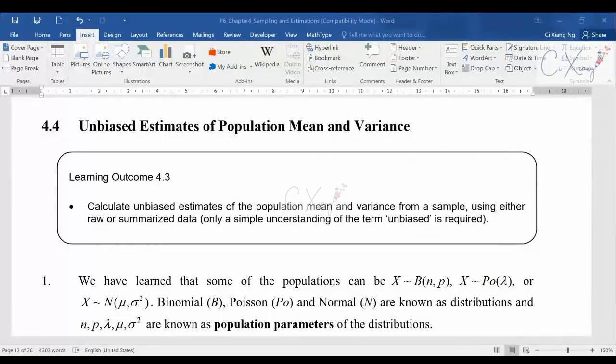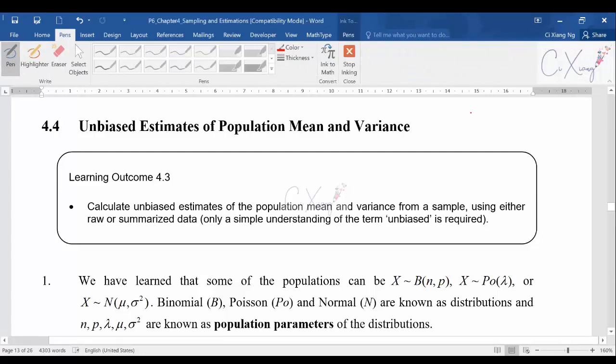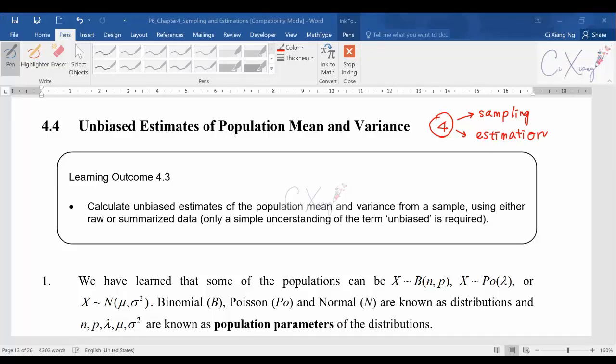All right, so for now, we are going to discuss from where we stopped last semester. We are at the second part of our chapter 4. Just a very quick revision: for chapter 4, there are two main parts. The first part, we are talking about the sampling distribution. And then the second part, we are going to talk about the estimation. What we are going to discuss today is the estimation part.